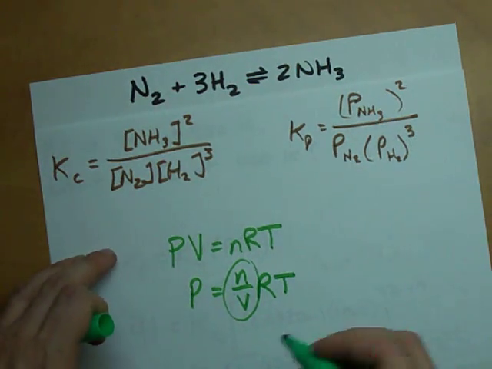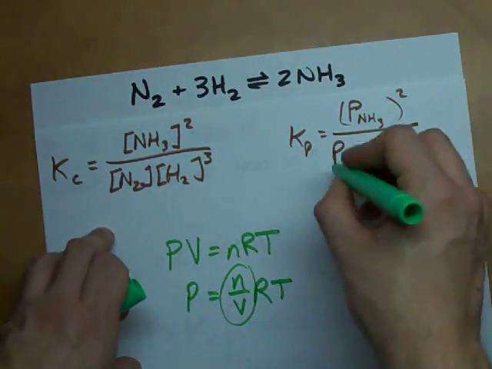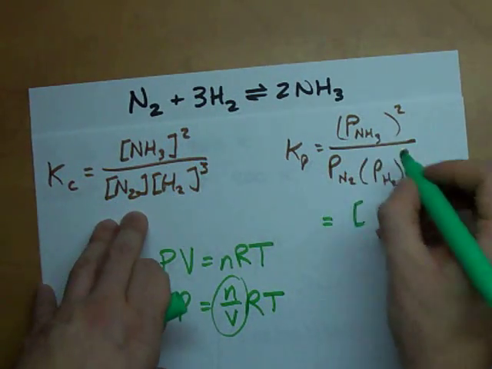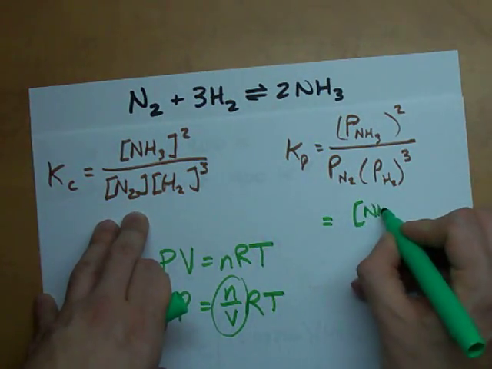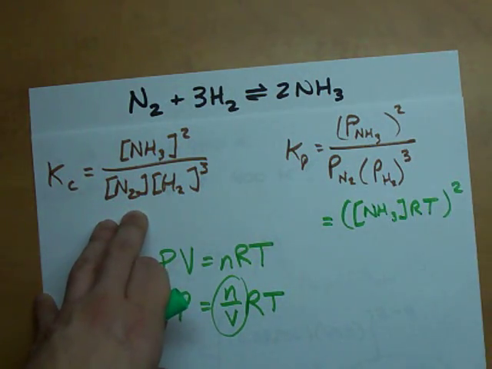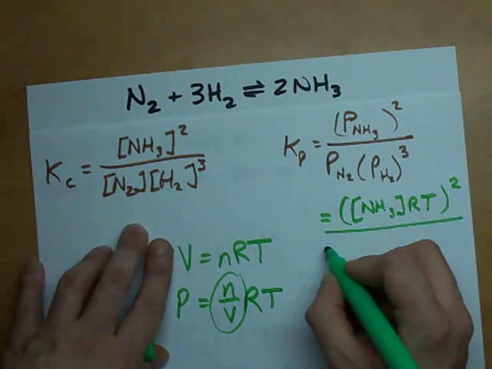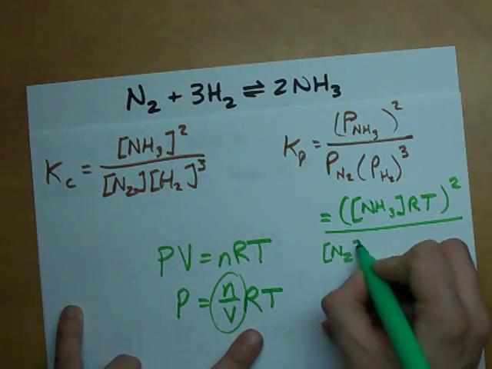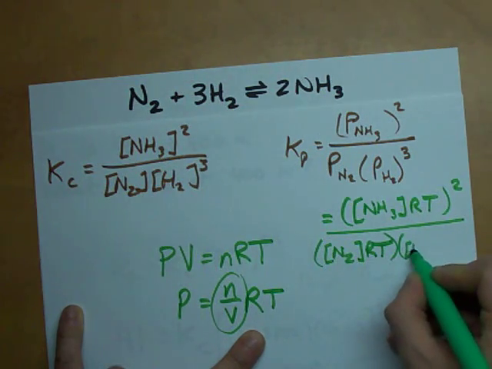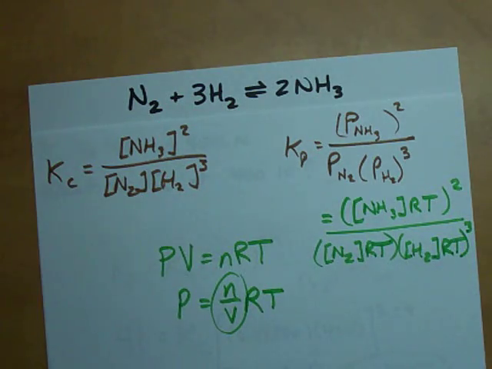Let me write that out again. The pressure is concentration times RT. So I'm going to replace each of my pressure things in here with concentration times RT. The pressure of NH3 is, well, the concentration times RT, all squared. See, that's the pressure squared, divided by the pressure of N2. See how I'm rewriting that? And the pressure of H2, but the pressure of H2 is cubed.